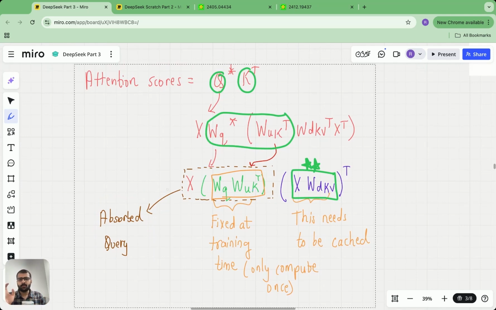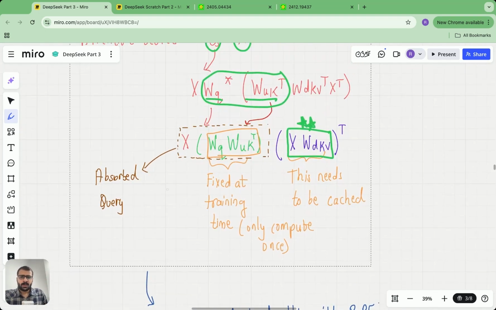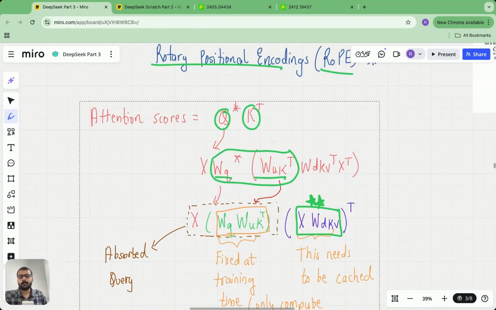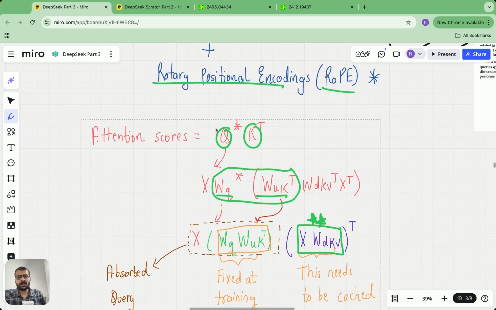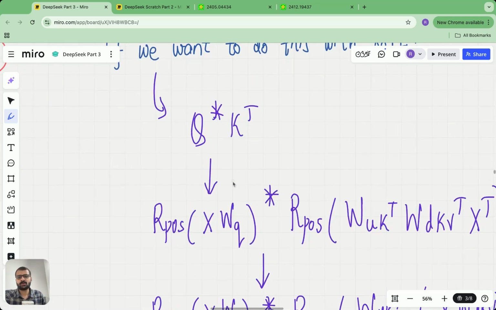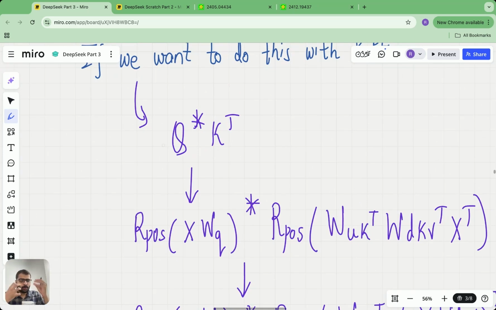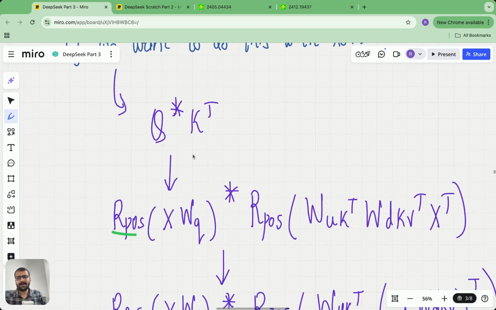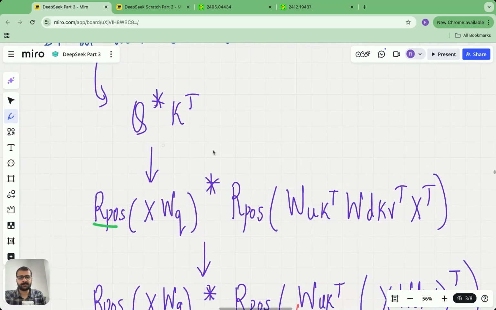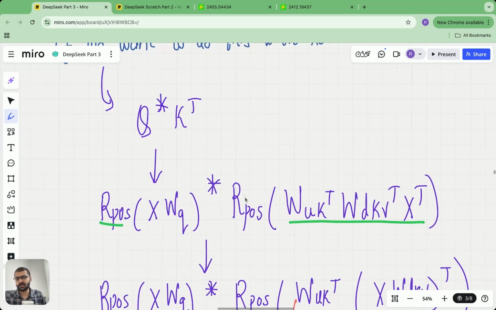For latent attention to work, we need WQ and WUK transpose to be together so that they can be multiplied and absorbed into one matrix. Keep that in mind. Now imagine that we want to add rotary positional encodings to my queries and my keys. So let's say I want to do the exact same absorption trick, but I want my queries to be injected with rotary positional encodings. I'm calling this RPOS, which is rotary positional, applied to my queries X times WQ. And I also want my keys to be injected with rotary positional encodings, so I apply rotary positional encoding to the keys matrix.